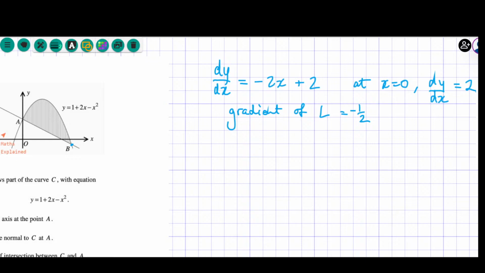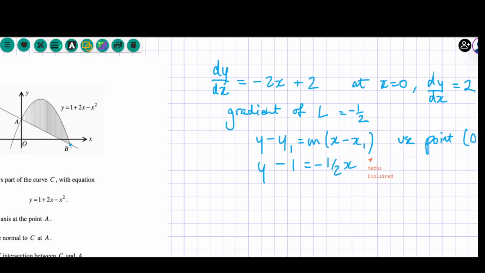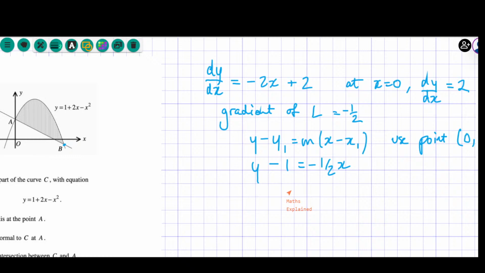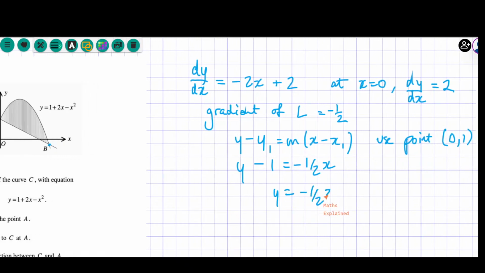And then we also have a point on that line, so we can solve for the equation. Let's write out the formula. And then the point, let's use point 0, 1. So when x equals 0, y equals 1. Then we get y take 1 equals negative a half x, because x1 is 0. And so the equation of the line is negative a half x plus 1.